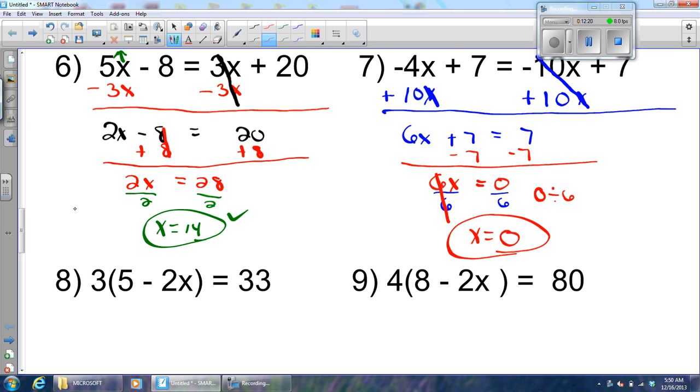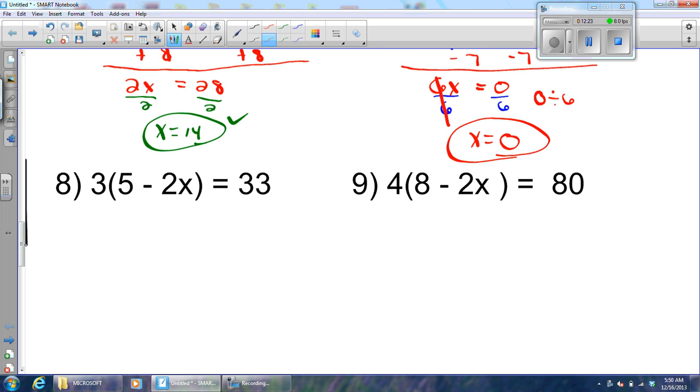Okay, number 8 and 9, they're required distribution, although you notice how 3 will go into 33 evenly, and on number 9, 4 goes into 80 evenly. You don't have to distribute these. I'll do one where I do distribute, and I'll do one where I don't. Okay, so on this one, I'm going to go ahead and distribute.